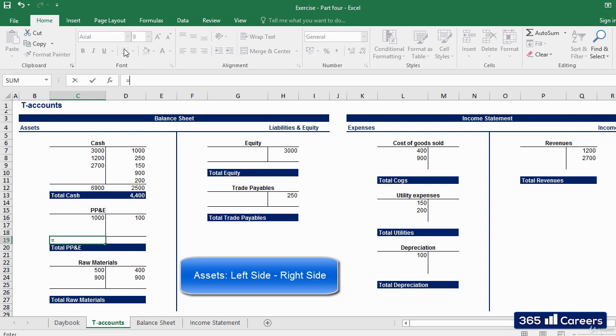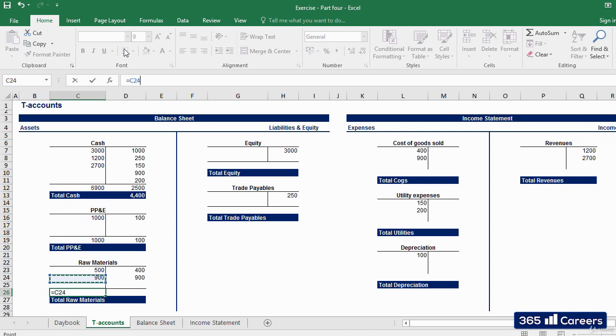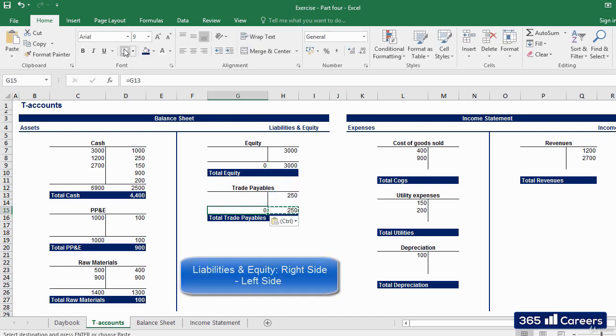The same goes for the two accounts below. The balance of the PP&E account is 900, while the one of the raw materials is equal to 100. On the right side are all liabilities and equity. However, there is one slight difference. When we calculate their balance, we need to subtract in the opposite direction.